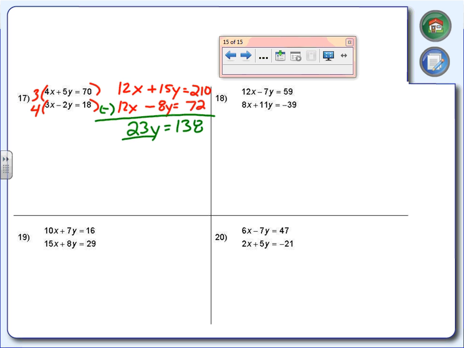Let's solve for the y. Let's divide by 23. So 138 divided by 23 is going to leave us with a what? 6. Positive 6. So we're halfway done. We know what the y is. It's 6. Let's come over here and figure out what x is. Let's take that 6 and plug it into one of the equations. I'm going to use the second equation.